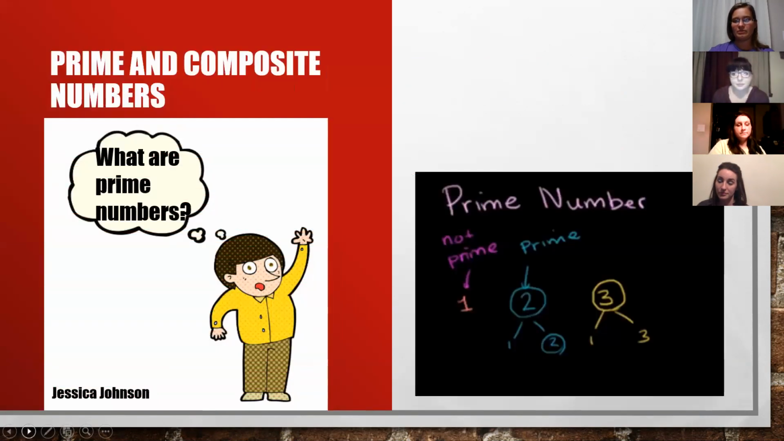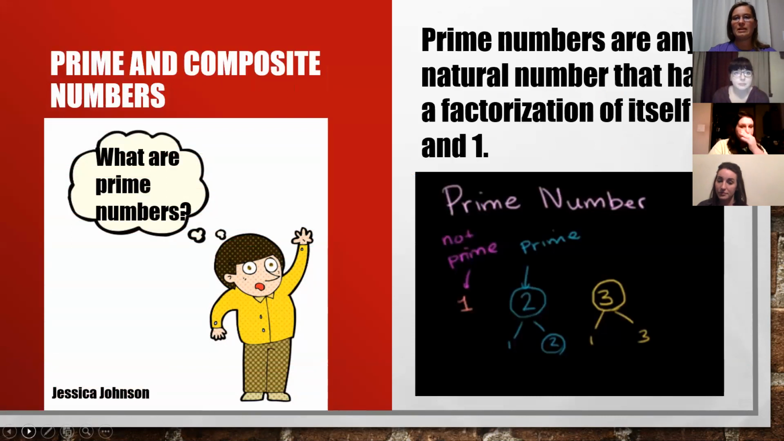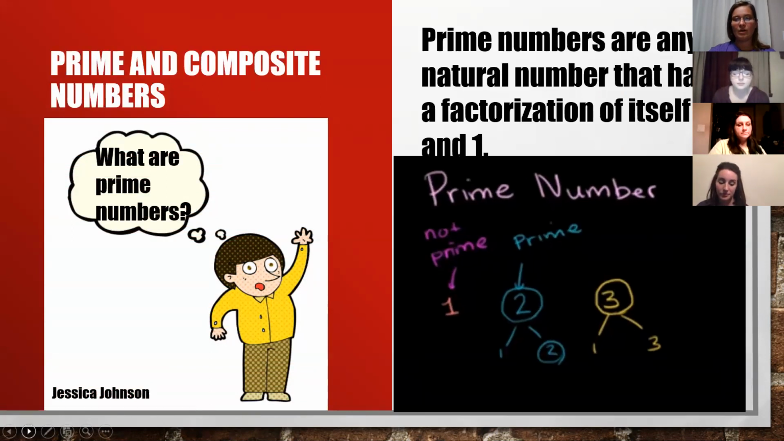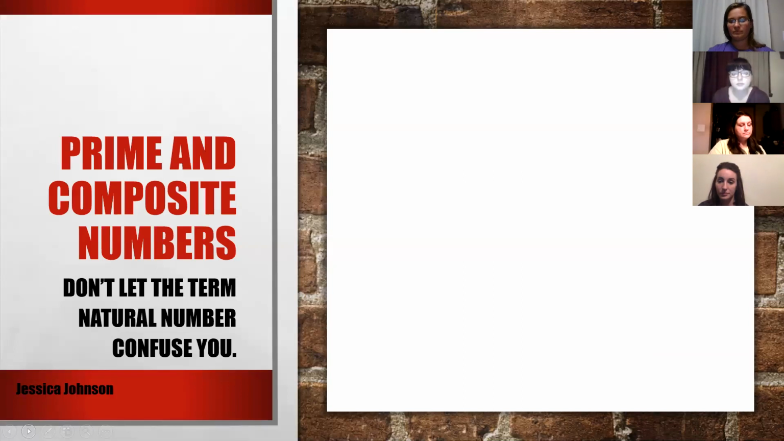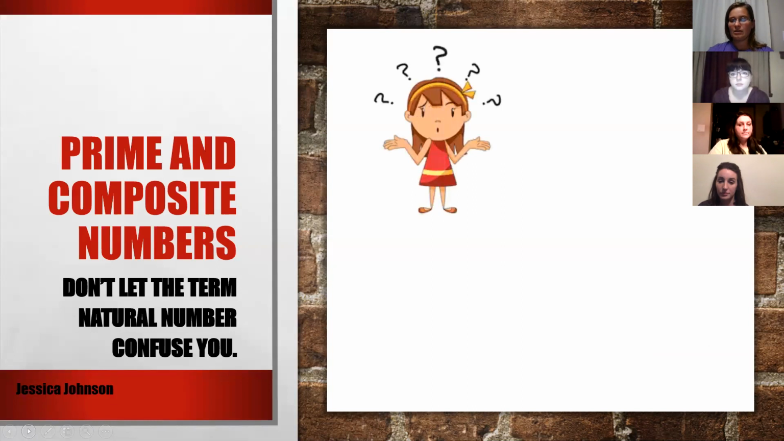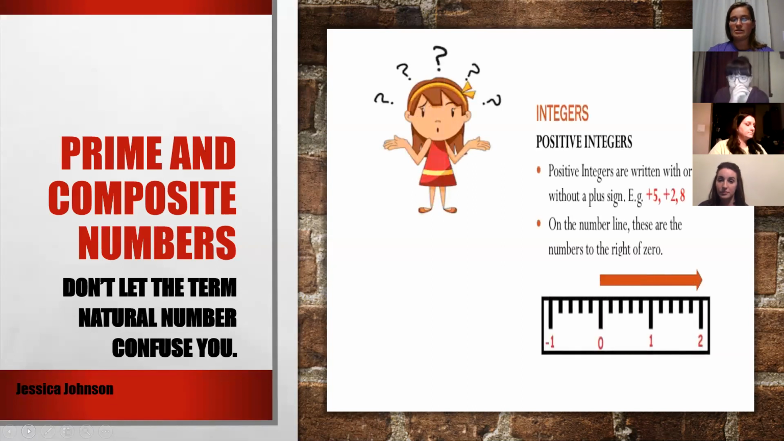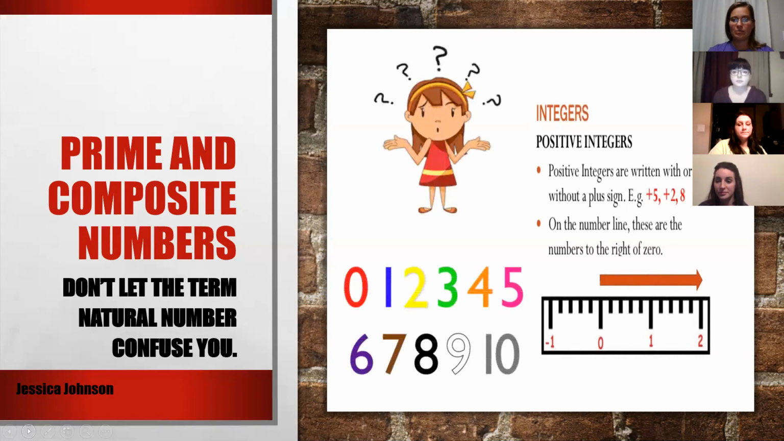What are prime numbers? Prime numbers are any natural number that has a factorization of itself and 1. 1 will not be a prime number. In our example, we have the numbers 2 and 3. As you can see, when they are factored out, you get 1 and themselves. Don't let the term natural number confuse you. A natural number is any positive integer that is to the right of the 0 on the number line. Basically, they are counting numbers.